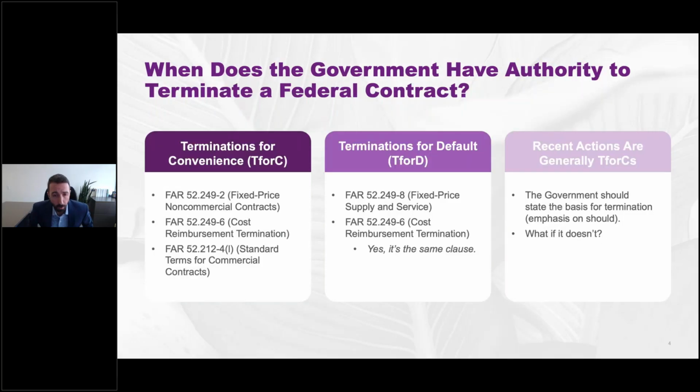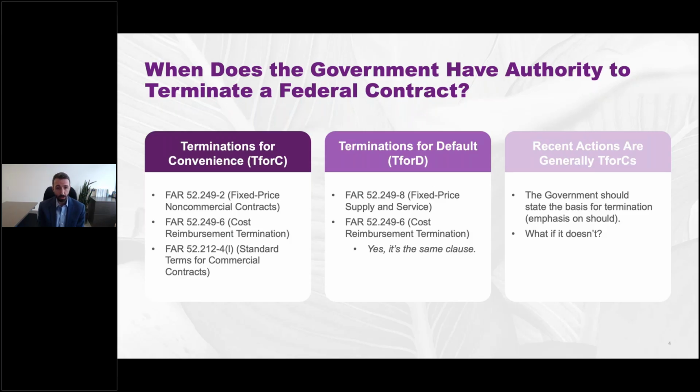Thank you. All right, so we want to start with what I see as a really fundamental question, which is, when does the government have authority to terminate a contract? For a lot of people, particularly new to government contracts, it can be surprising that your counterparty actually has authority to terminate the agreement, to tear up the agreement and say, we're not doing this anymore.